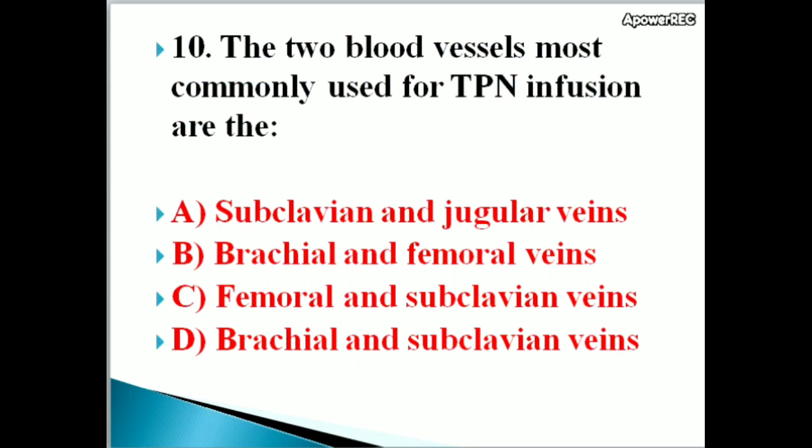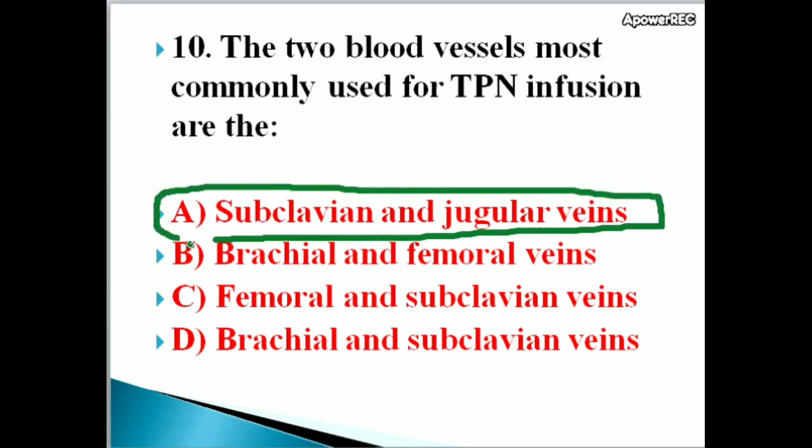Next question: the two blood vessels most commonly used for TPN, total parenteral nutrition infusion, are, options: subclavian and jugular veins, brachial and femoral veins, femoral and subclavian veins, brachial and subclavian veins. Correct answer is subclavian and jugular veins. The two blood vessels most commonly used for TPN infusion are the subclavian and jugular veins.